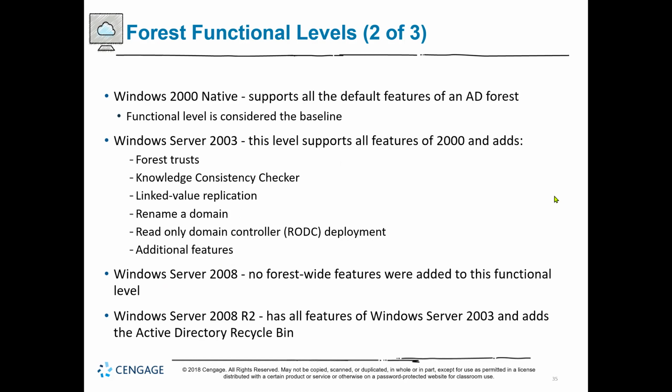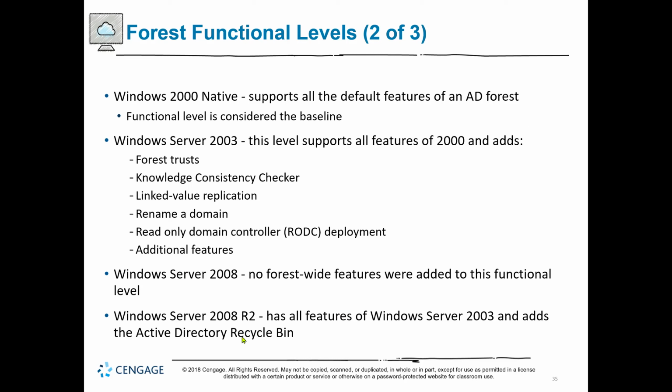Windows 2000 native supports all the default features of an Active Directory forest. Functional level is considered the baseline. Windows Server 2003 level supports features of 2000 and adds forest trusts, knowledge consistency checker, linked value replication, rename a domain, read-only domain controller, RODC deployment, and some other additional features. Windows Server 2008, no forest-wide features were added to the functional level. 2008 R2 has all features of Server 2003 and adds Active Directory recycle bin.